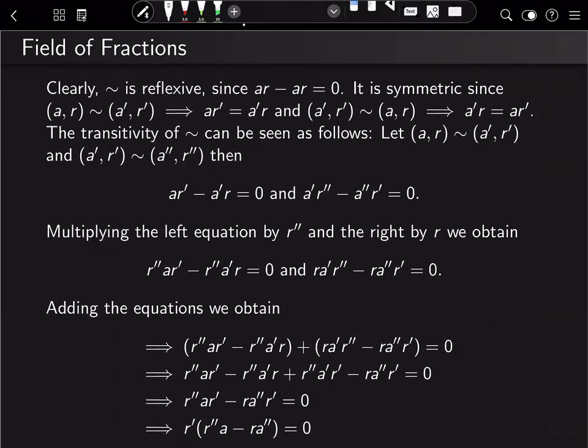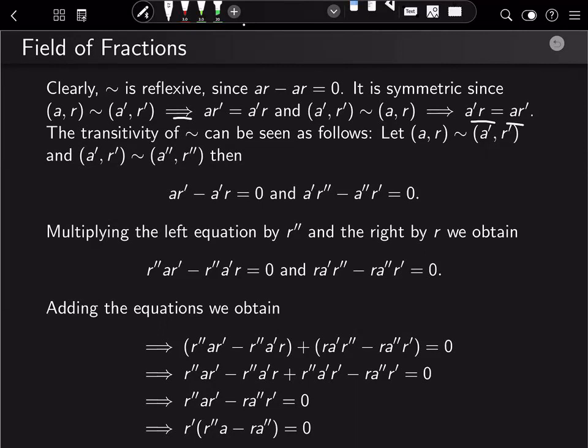And we have symmetry, right? If we have (a, r) is related to (a prime, r prime), then a r prime is equal to a prime r by definition of the equivalence relation. And (a prime, r prime) being related to (a, r) implies that a prime r is equal to a r prime. And we know that equality is the standard, the prototypical equivalence relation, so it is indeed symmetric. So we could swap these around and we get the conditions that we need.